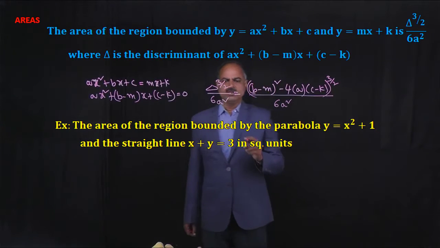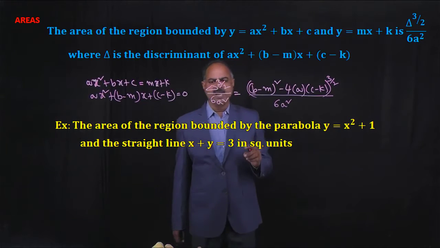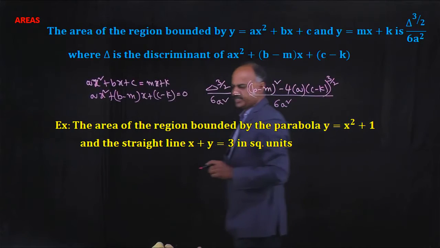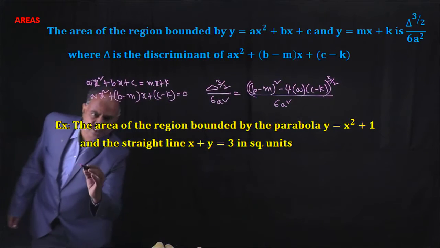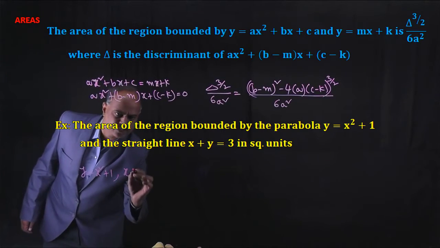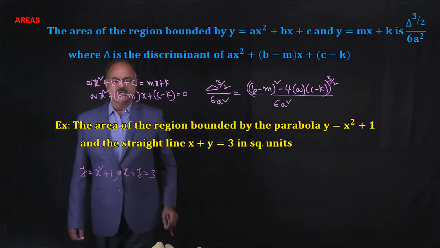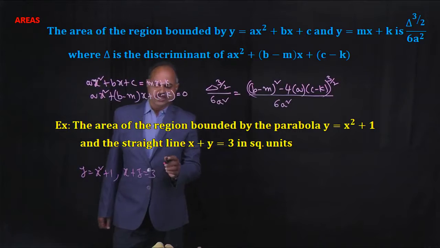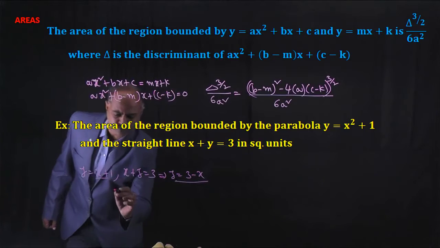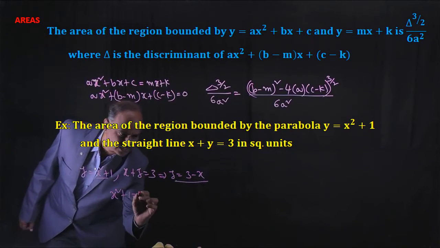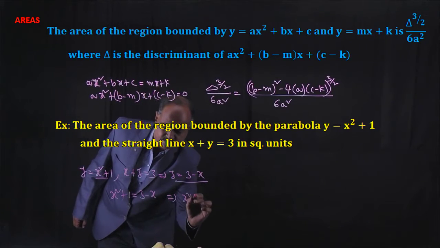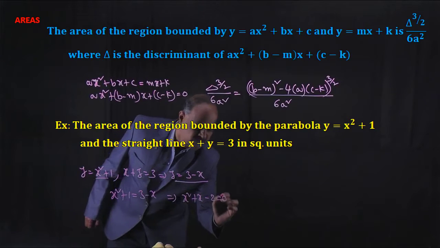Suppose, for example, the area of the region bounded by the parabola y = x² + 1 and the straight line x + y = 3, in square units. Given y = x² + 1 and x + y = 3. Here, equating linear terms, this implies y = 3 − x. So x² + 1 = 3 − x, which gives x² + x − 2 = 0.